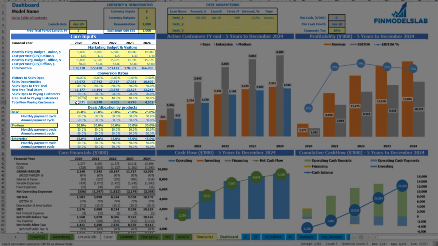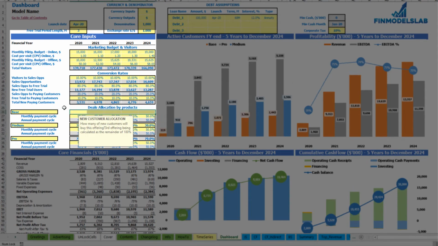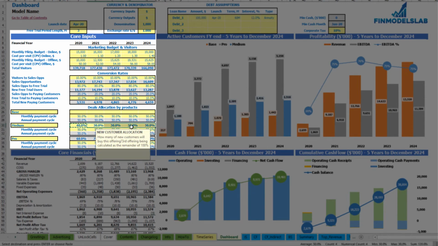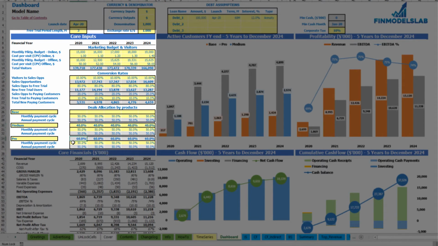The next step is to allocate your new paying customers across the offerings. The model has 3 offerings here, which you can change easily. For example, if you want to use Pro instead of Enterprise, or any other name. So you can just allocate using these percentages of new paying customers across these 3 offerings. If you don't need one of the offerings, you can just clear the allocation. And for example, for Medium and Pro, you can keep 40%, and 100 minus 40, this is 60% for Pro.